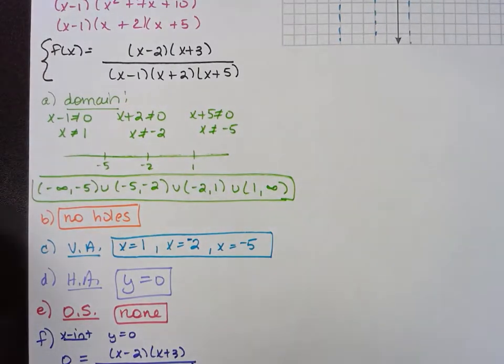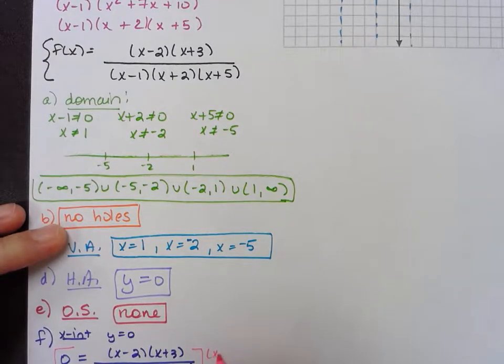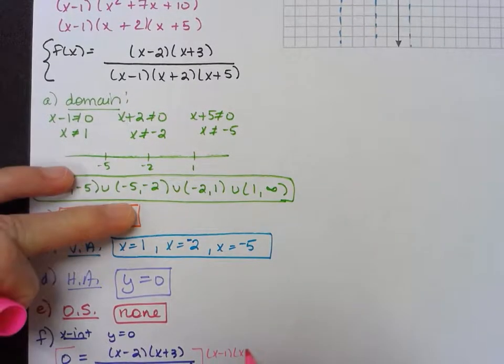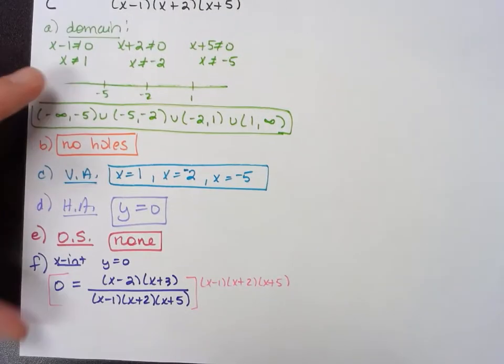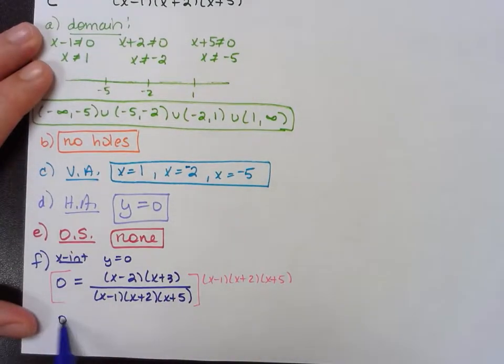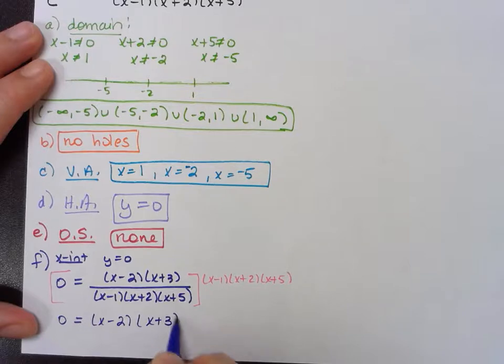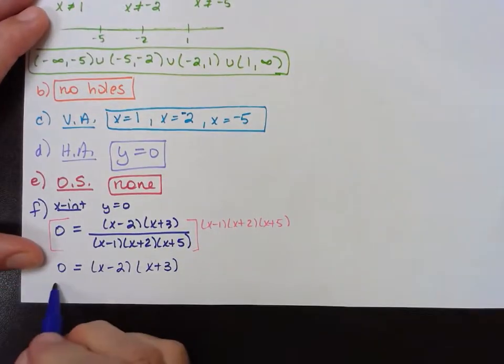To solve that, multiply both sides by the common denominator. Hopefully you see a pattern forming with that. When you multiply the left side, you get 0. When you multiply the right side, all the denominator goes away. So you just have x minus 2, x plus 3. Set them both equal to 0.